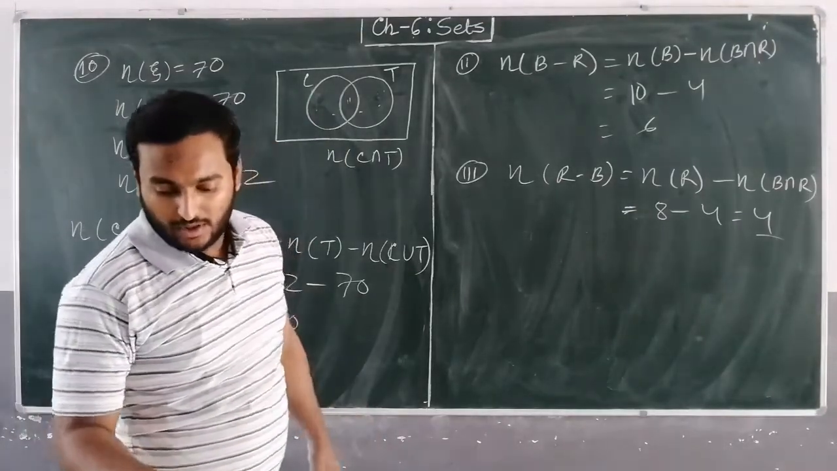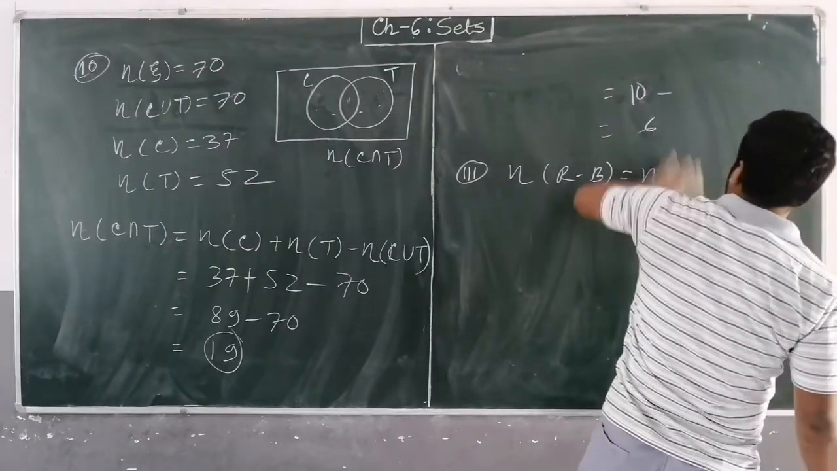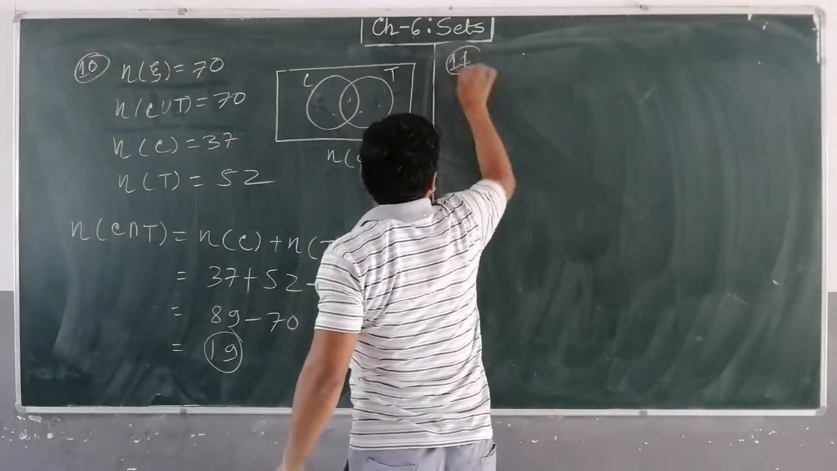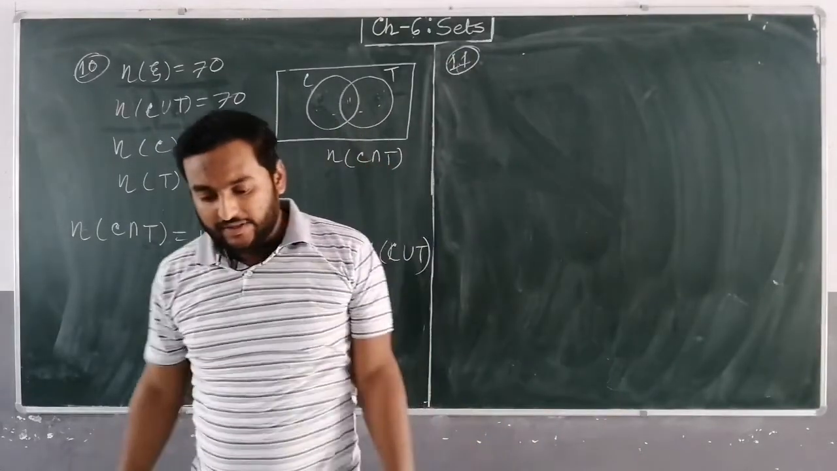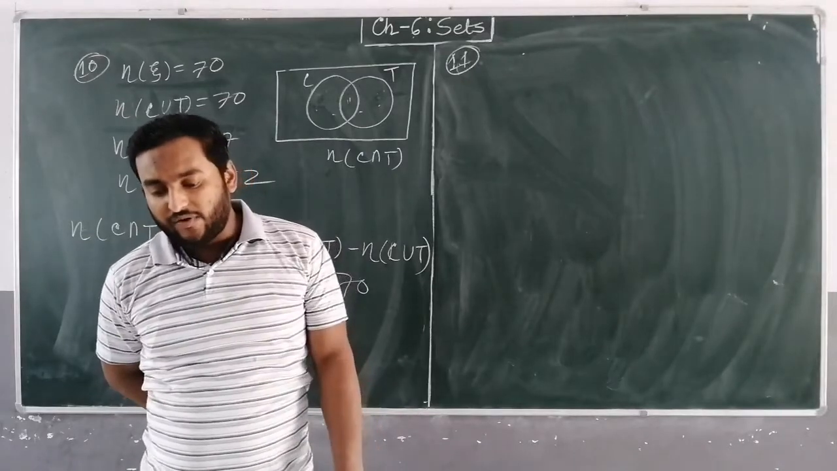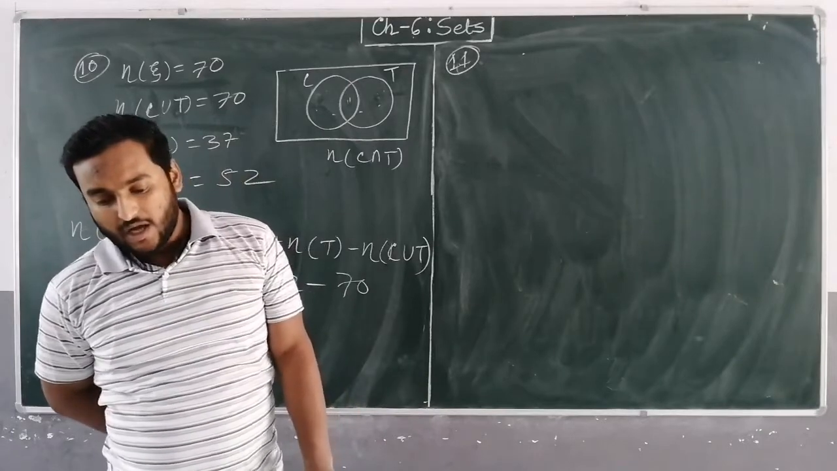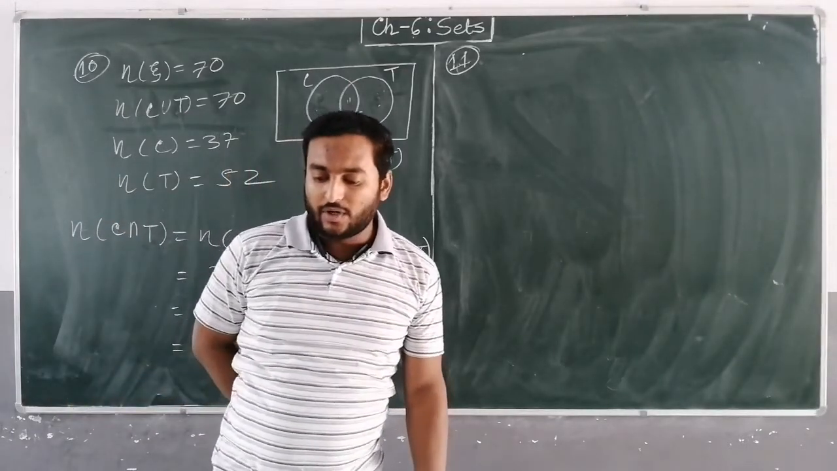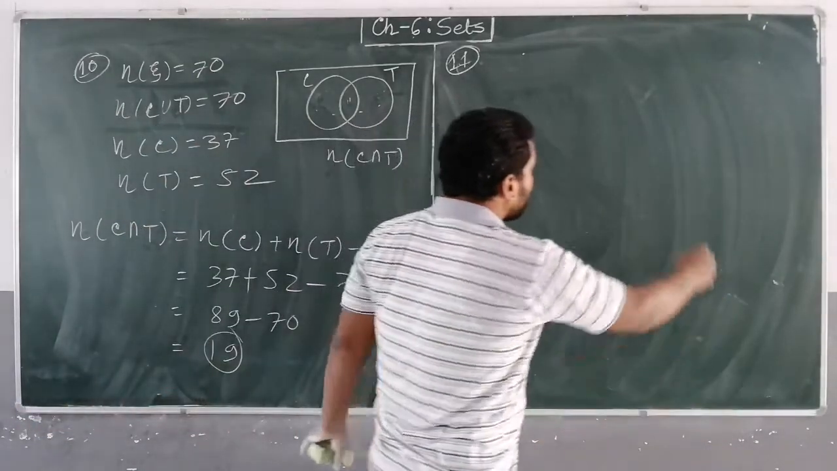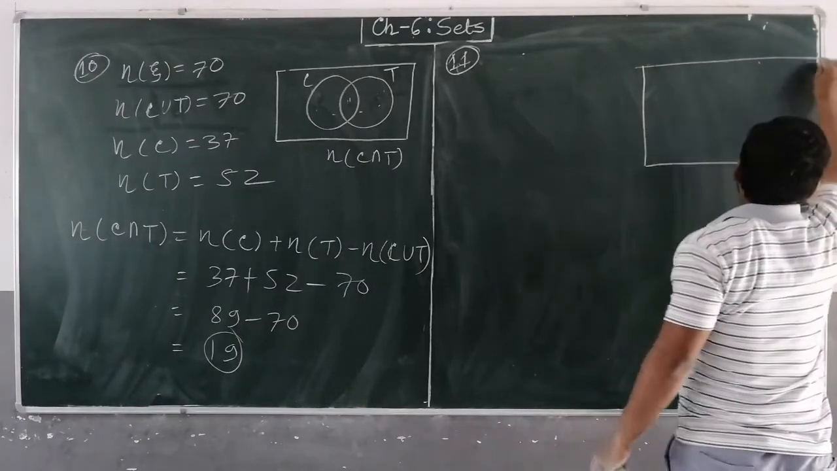Now come to the next question, question number 11. Read question number 11 very carefully. It is given that in a school with 727 students, 600 students offer mathematics and 173 students offer both math and physics. How many students are enrolled in physics and physics only? So draw the Venn diagram. That will be very easy to understand.